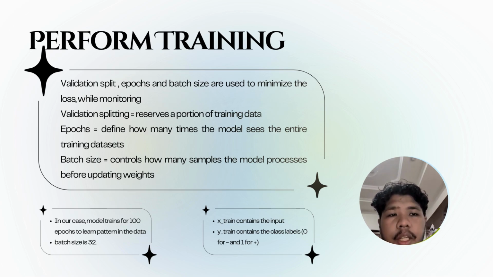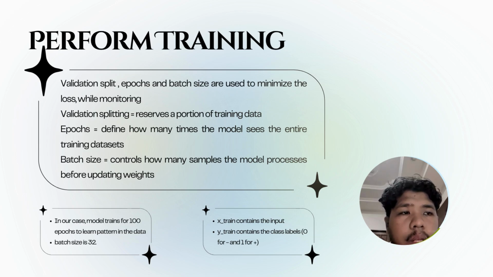In this model training, there are X train and Y train. X train contains the input features, meanwhile Y train contains the class labels. For our project, the batch size is 32, meaning the weights are updated after every 32 samples. The verbose equals 1. We will train the model using 100 epochs.